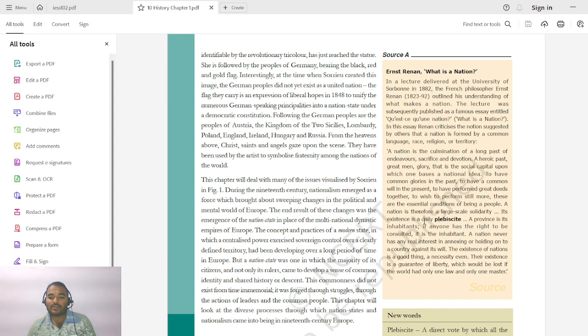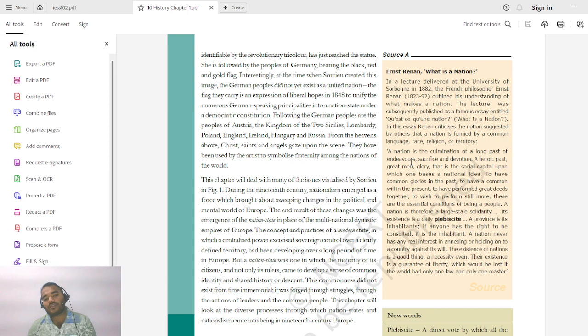Its existence is a daily plebiscite. A province is its inhabitants. If anyone has the right to be consulted, it is the inhabitant. A nation never has any real interest in annexing or holding on to a country against its will. The existence of nations is a good thing, a necessary event. Their existence is a guarantee of liberty, which would be lost if the world had only one law and only one master.